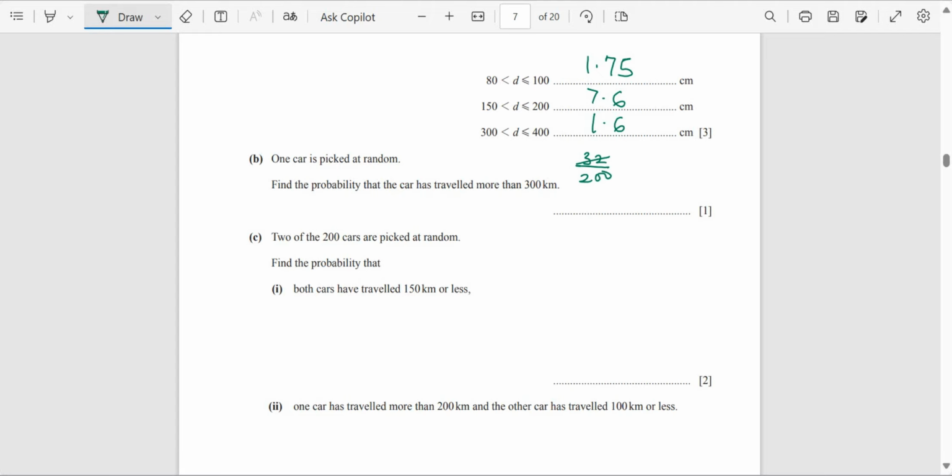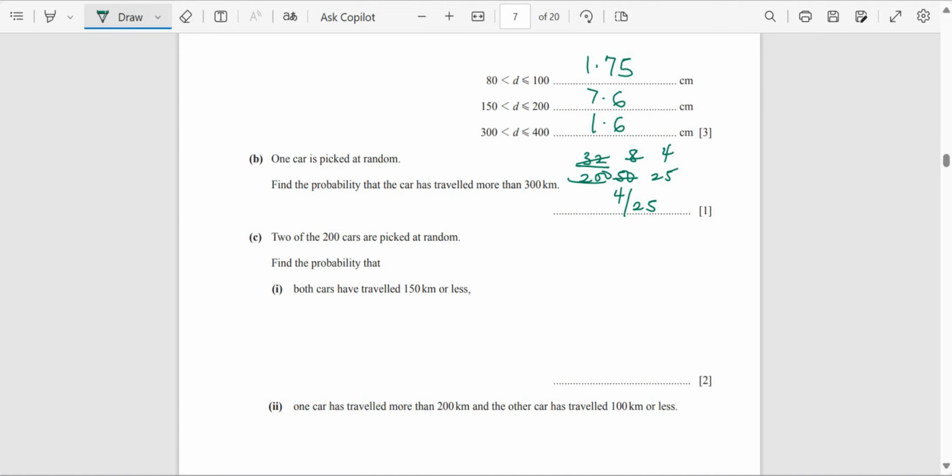4 would go in both numbers. 32 divided by 4 is 8. 200 divided by 4 is 50. You can reduce further. 2 would go in this 4, 2 would go in this 25. So the answer is 4 out of 25. You could also leave your answer as 32 over 200. So we go to C.